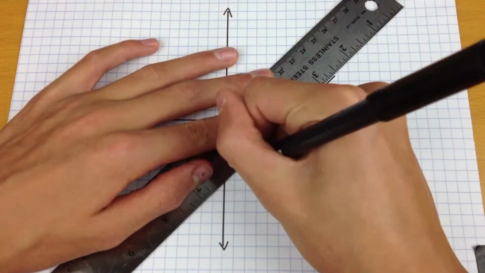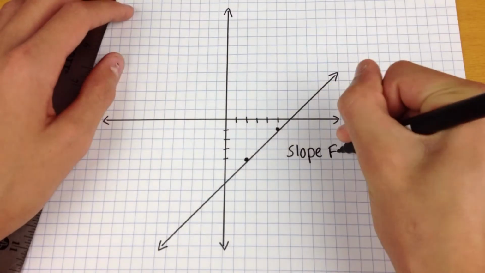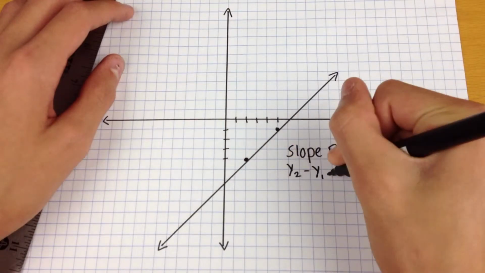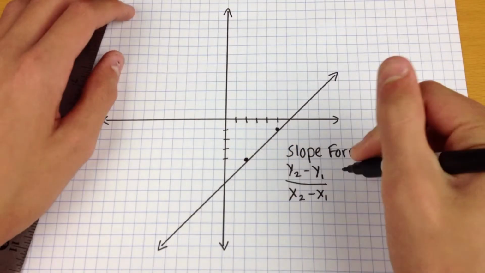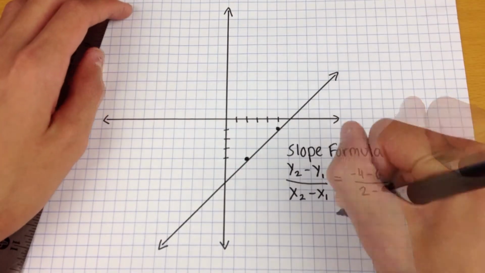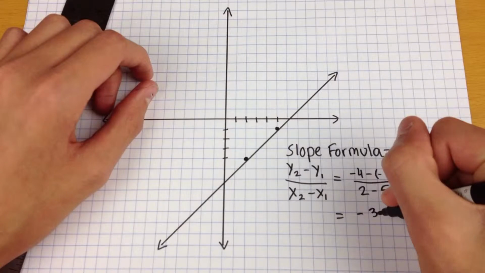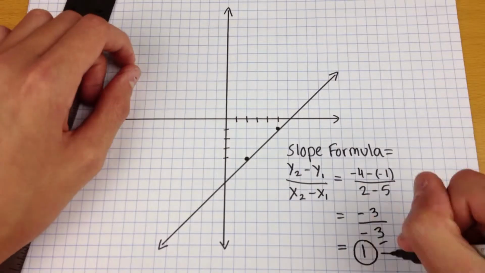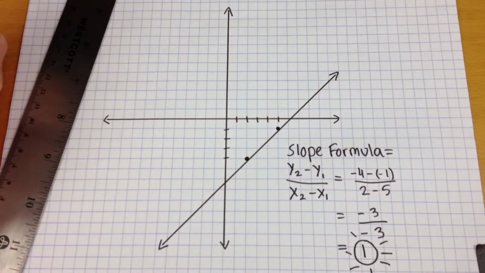To find the slope of this line, you must take your 2 points and plug them into the slope formula. The slope formula is y2 minus y1 over x2 minus x1. Once we plug this in, we have to subtract -4 minus -1, which then adds up to -3. Then we have to subtract 5 from 2, which is -3 also. In the end, we realize that the slope is -3 over -3. Simplified, this equals a slope of 1.